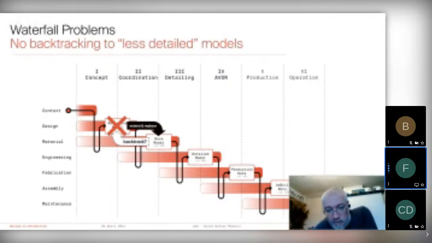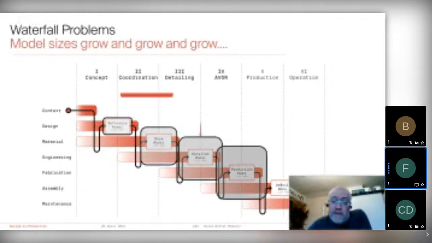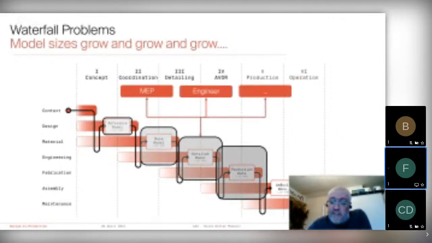If you realize that you made a mistake, even if you use the parametric model to create a more detailed model, you cannot backtrack anymore because the old model is outdated. Also, you have growing model sizes at every stage. And that leads to the typical situation where you ask someone to send you this and that information in the late project stage, and you get 4 gigabytes of IFC data with everything in there. And then you start searching.